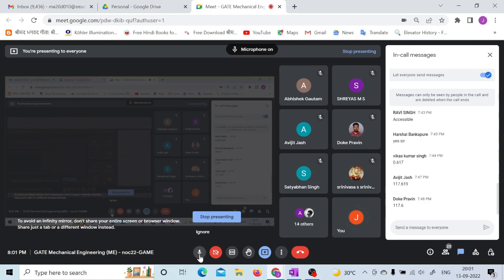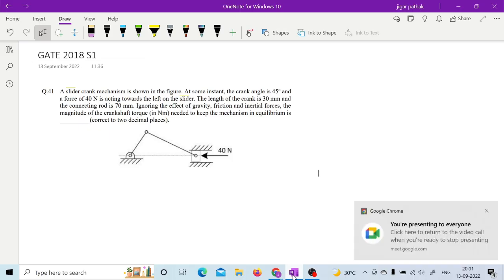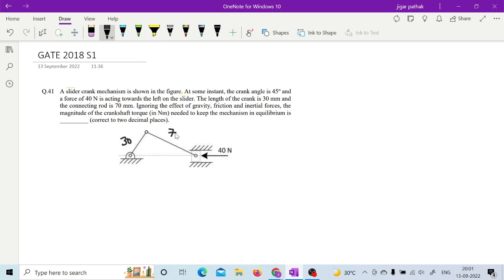So every one of you got the answer? Sir, 1.118. Sorry, 1.118. It is coming around that only. So here, if you see, what they have provided is 30 mm of this crank length, then 70 mm of this connecting rod length, right?